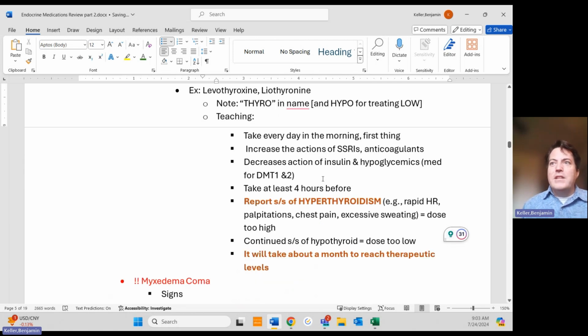It increases the actions of SSRIs and anticoagulants. And the SSRI makes sense, right? So we're treating the depression with someone, and so now they're not feeling as depressed. And then we give them an SSRI, so now we've bumped up that action.